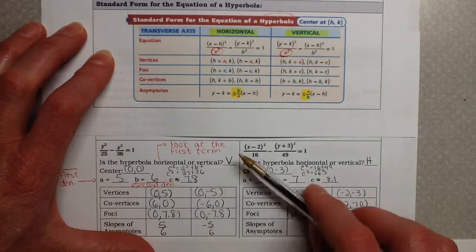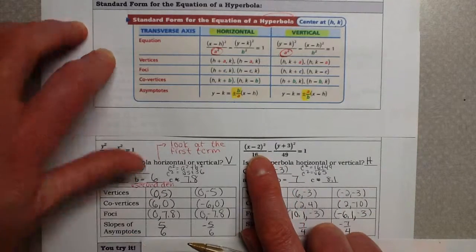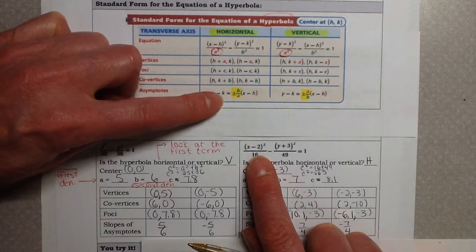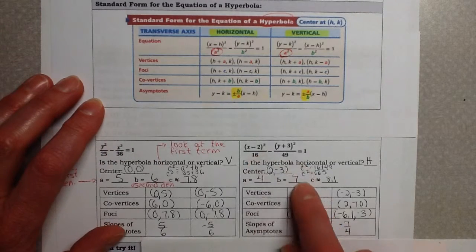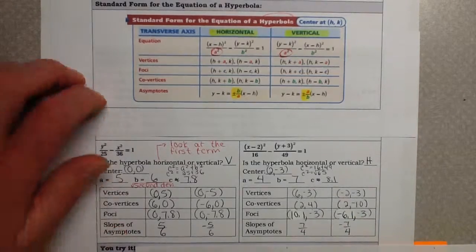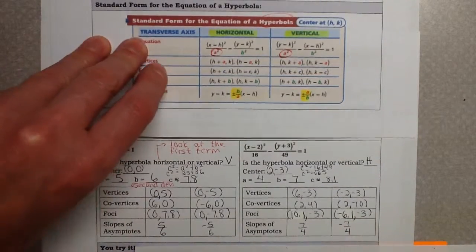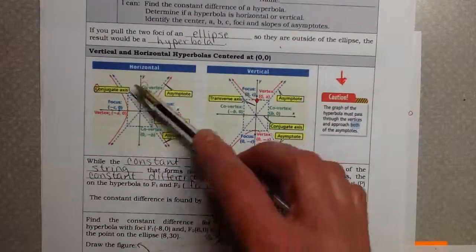And then for this one here, it's horizontal. So we go down the horizontal column, and it's b over a, positive or negative. So b here is 7, so we'll put 7 over 4, and then -7 over 4. And those will give us the slopes of our asymptotes, which we'll be using tomorrow.